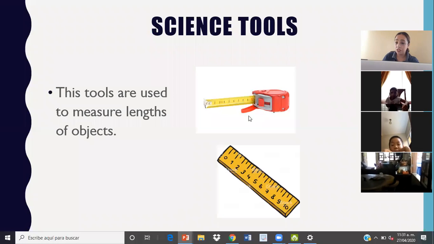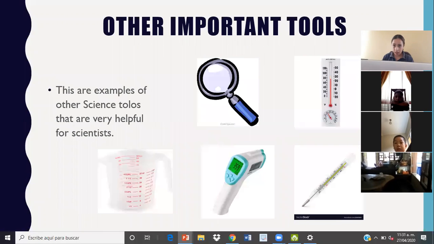Now, tools that are used to measure the length of objects. This is a measuring tape, a tape to measure. And this is a ruler. It is also used to measure the length of objects, okay?